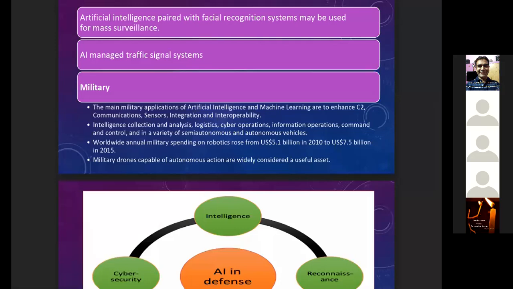Then you have AI-managed traffic and signal systems, which I have told you about earlier. Based on the traffic intensity throughout the day, we know that 8 to 11 is a high peak time, and 6 to 8 is a peak time of traffic. So based on the timing, the lighting system will be changed.